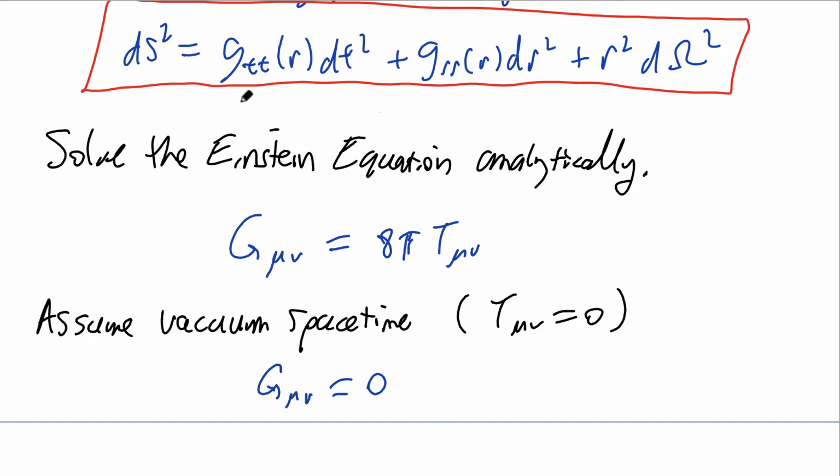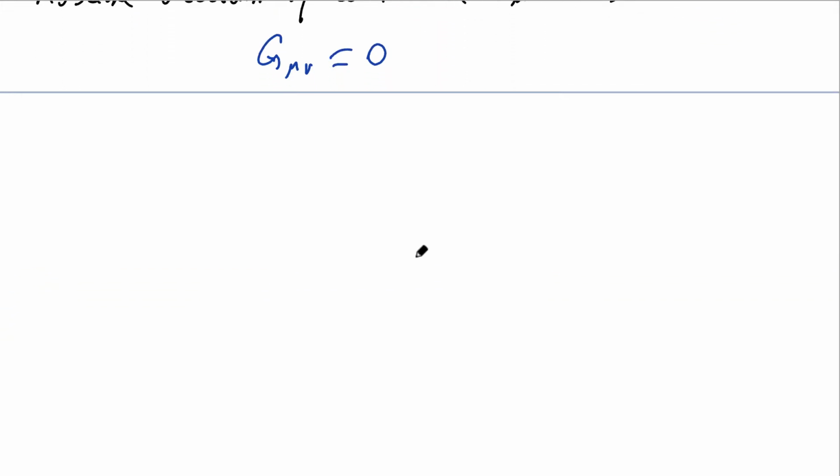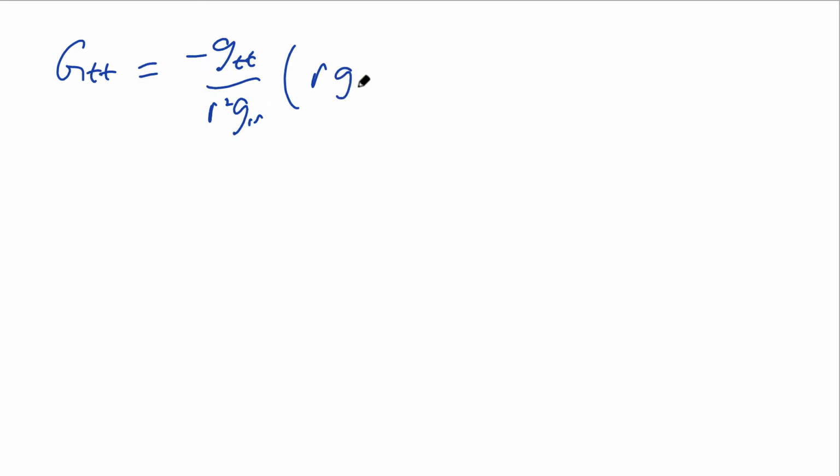So to solve this, we simply need to compute the Einstein tensor for a metric of this form. And as always, I encourage you to use a computer algebra system to simplify the calculation. Otherwise, it takes a lot of effort. So what we find when we compute the Einstein tensor for our static spherically symmetric metric is G_tt is minus the metric g_tt over r squared g_rr times r times g_rr prime, where prime denotes derivative with respect to r, plus g_rr squared minus g_rr.